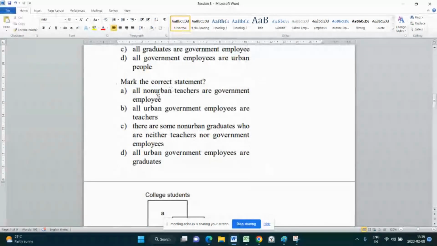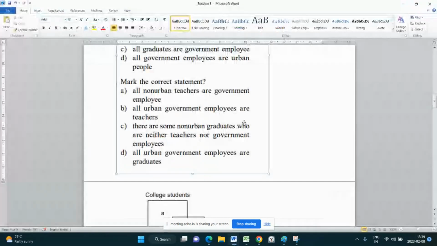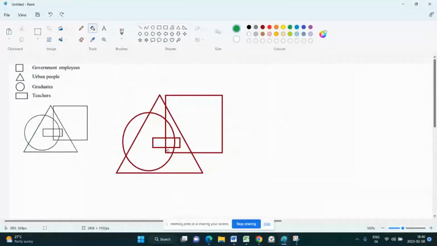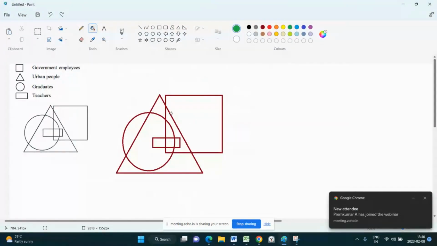All non-urban teachers are government employees. I want to see urban, non-urban teachers. They are urban, correct? This is urban. This is government employee. This is government employee. This is non-urban.